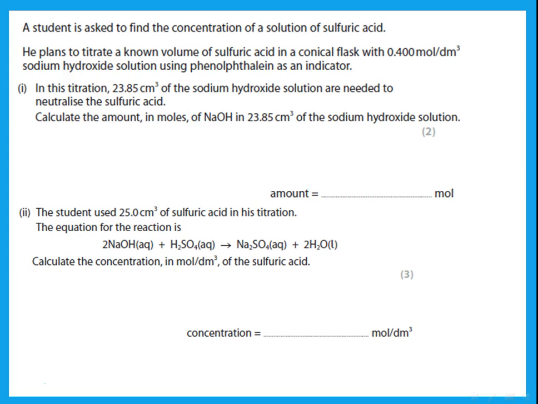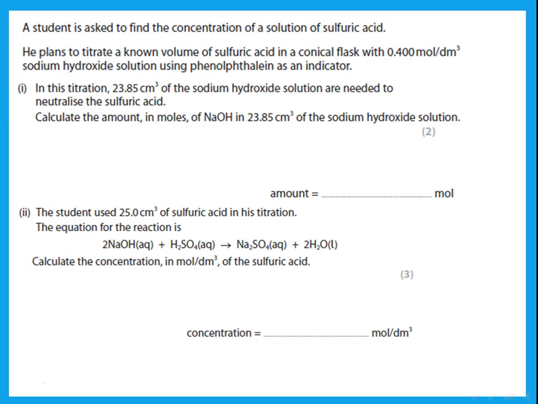Okay, a student is asked to find the concentration of a solution of sulfuric acid. He plans to titrate a known volume of sulfuric acid in a conical flask with 0.4 mole per decimeter cube sodium hydroxide solution using phenolphthalein as an indicator. In this titration, 23.85 centimeter cube of sodium hydroxide are needed to neutralize. So calculate the number of moles of sodium hydroxide.